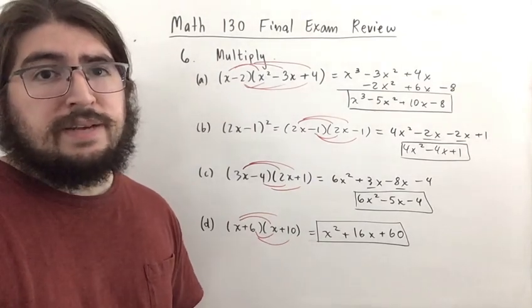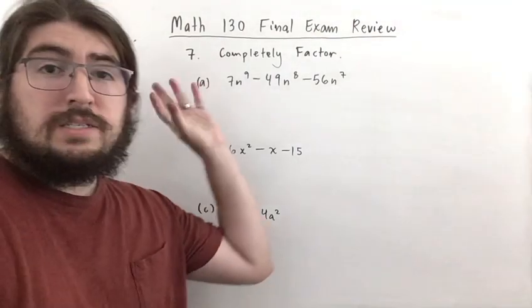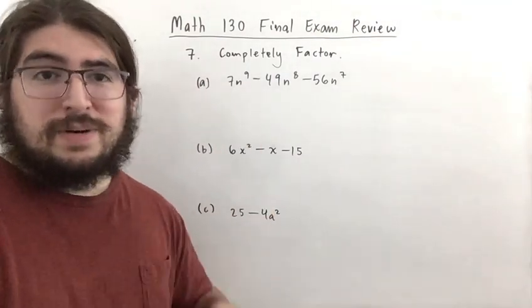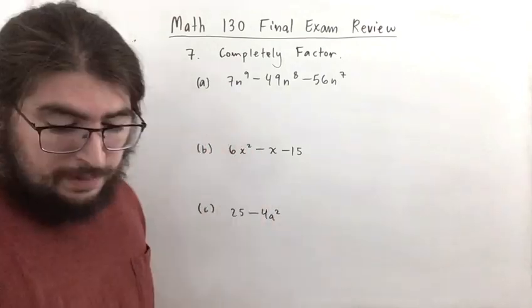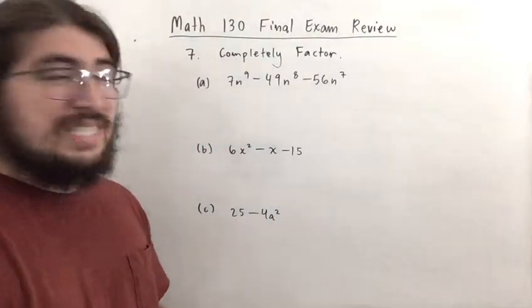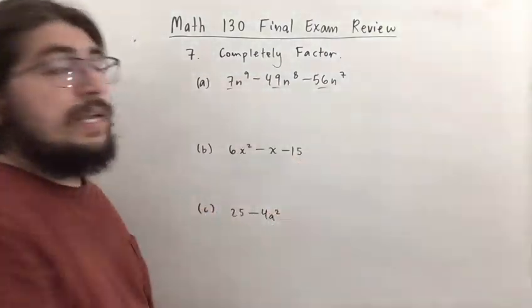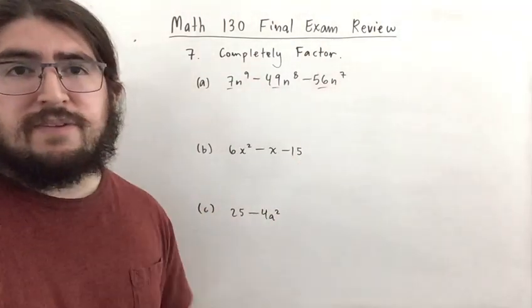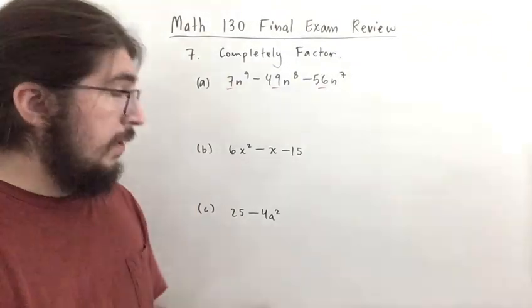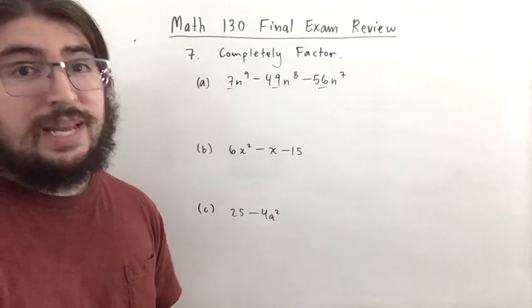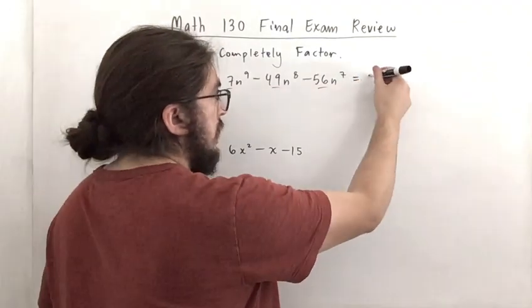Now let's move on to number 7. Okay, so here we're asked to factor, completely factor. So that means you don't just factor a little bit, factor as much as you can. So what I'm going to notice for this first one is that these numbers in front, these coefficients, 7, 49, 56, can all be divided by 7. So we can factor a 7 out. But furthermore, the lowest power of n is 7, so we can pull out 7n to the 7. So let's see what that looks like.